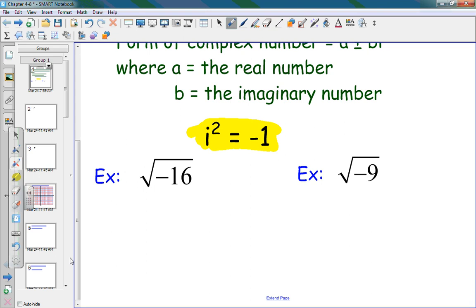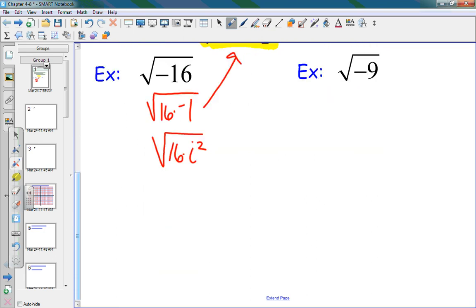So if I take the square root of -16, that's going to be 16 times -1. Well, what is -1? -1 is i squared. So that's 16 times i squared. Now my question to you is, is 16 a perfect square? It is. That comes out as a 4. And what is the square root of i squared? That comes out as i, to give you 4i. Now that's my answer. Let's do it again.